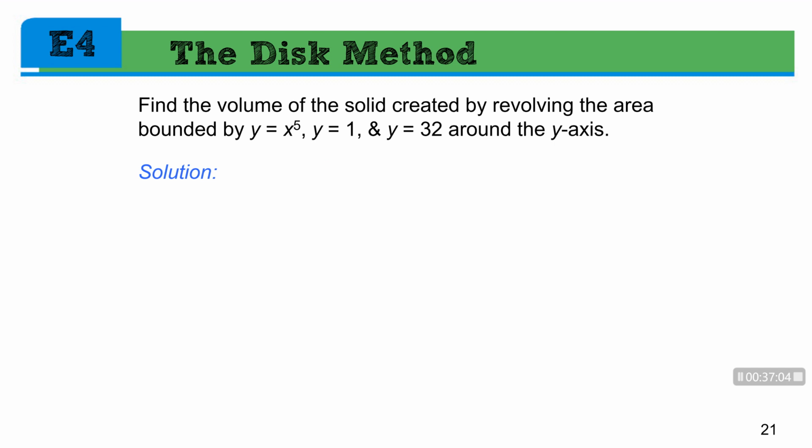Find the volume of a solid created by revolving the area bounded by y equals x to the 5th, y equals 1, and y equals 32 around the y-axis. Different axis of revolution. Because our axis of revolution is vertical, our representative rectangle has to be horizontal. So now all of a sudden we're working in terms of y. Draw that picture first, shade your region, draw your representative rectangle, and then we'll get after it.